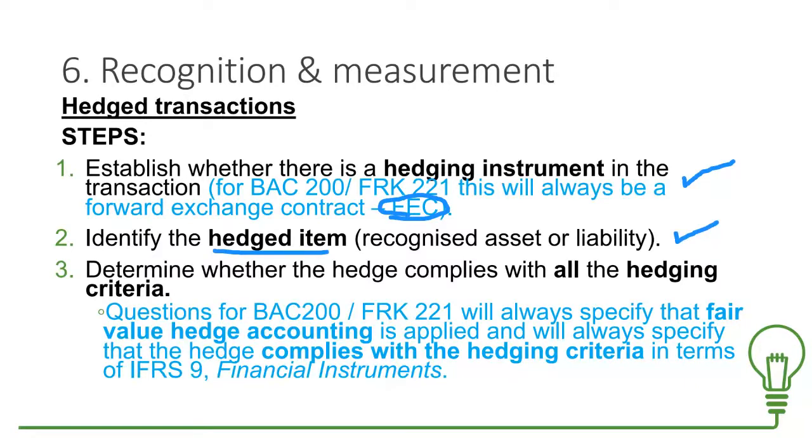So that's the hedged item. We then want to make sure that the hedging criteria has been met. Now, like I said, I'm going to do that step for you. So you're going to find a statement in all of your questions that says the hedging criteria has been met, which means you don't need to discuss it, you don't need to talk about it, you don't need to worry about it, right? So the hedging criteria has been met, right?